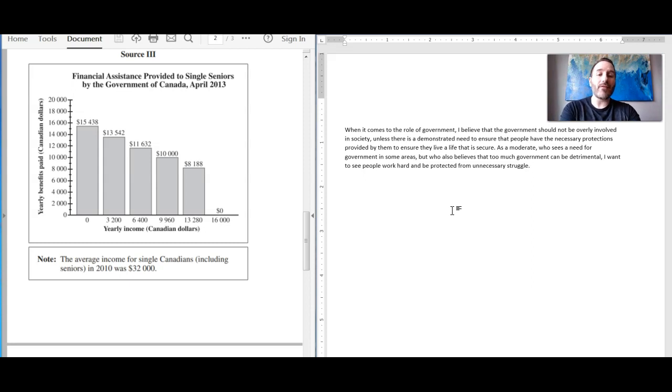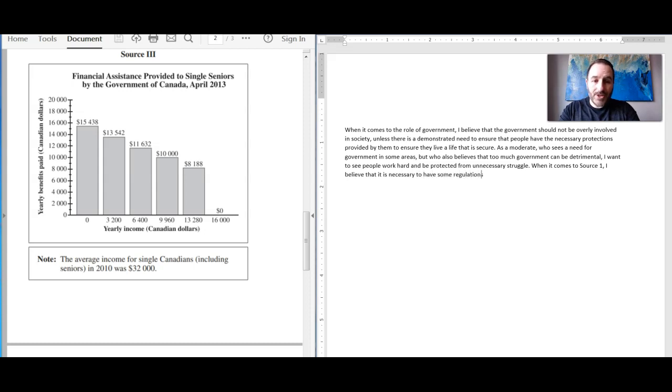I believe that the government should not be overly involved in society unless there is a demonstrated need to ensure that people have the necessary protections provided to them to ensure they live a life that is secure. Now, this idea of government stepping in when necessary, I'm going to integrate into my Source 1, Source 2, Source 3.